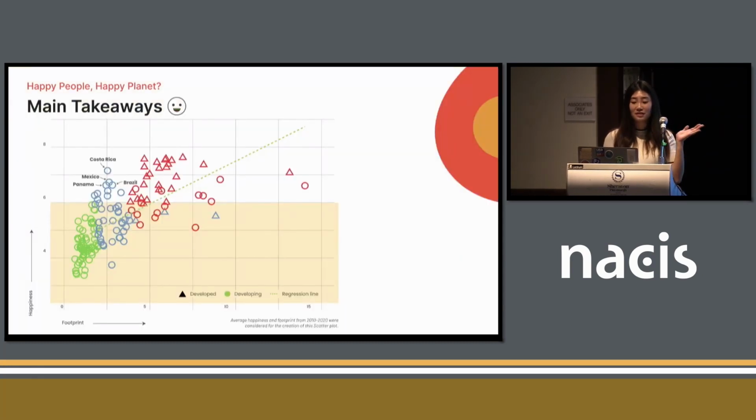And one of the interesting takeaways is that we find countries like Costa Rica, Mexico, Panama, and Brazil have achieved this balance between sustainability and happiness. Despite having relatively low ecological footprint, these countries are just as happy as more developed European countries. It will be interesting to see whether this trend of Central American countries can hold this balance in the longer term.